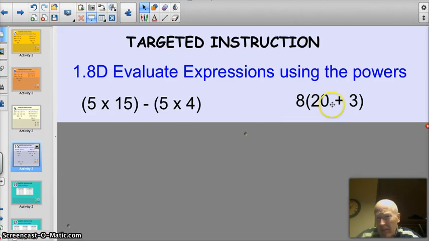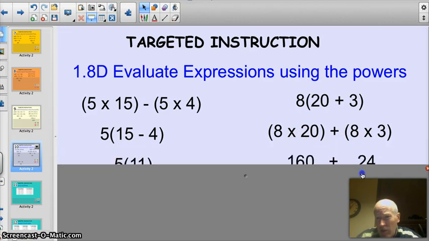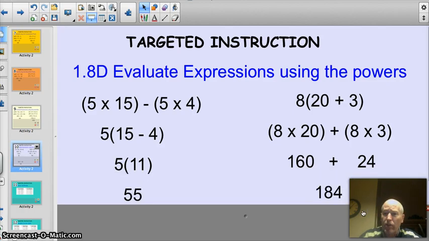Over on the other side, if I add these two together, I would have to do 8 times 23, and I don't know what that is. However, I do know what 8 times 20 is, and I do know what 8 times 3 is, so I broke it down, I distributed it out, and I was quickly able to evaluate that and find out that that's 184. All right, there's a couple examples there.